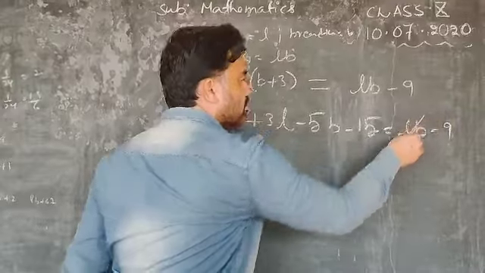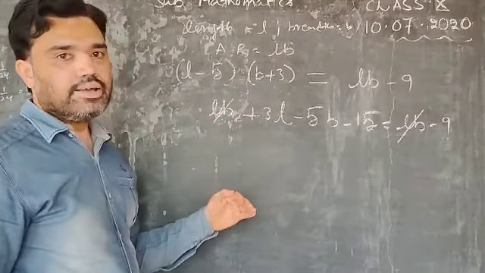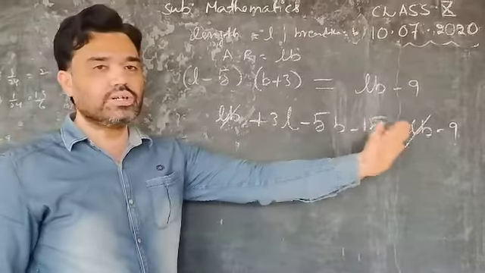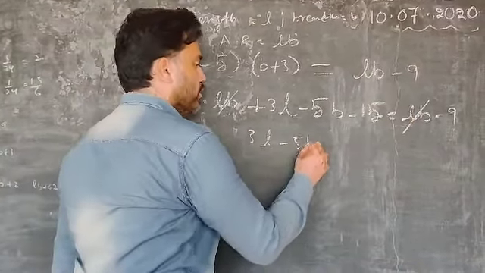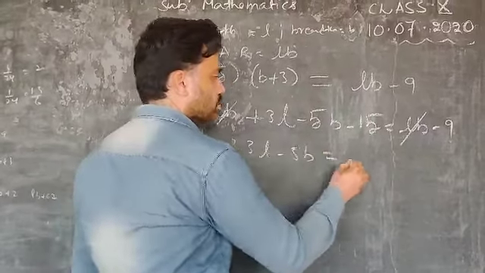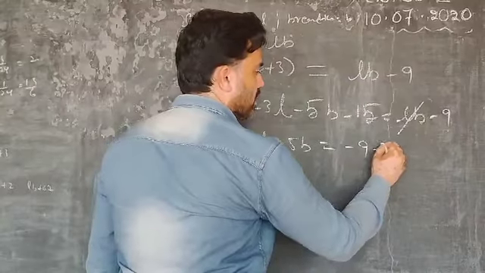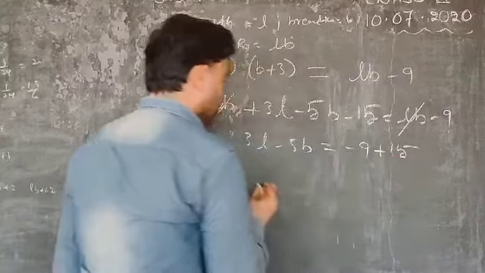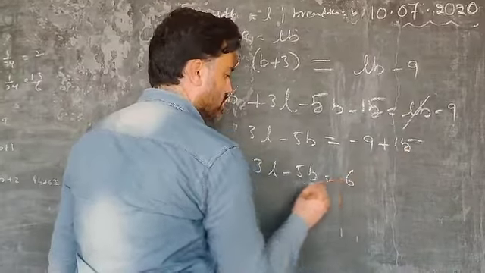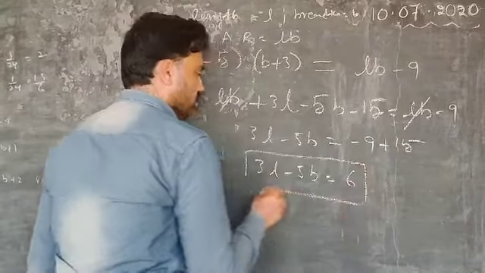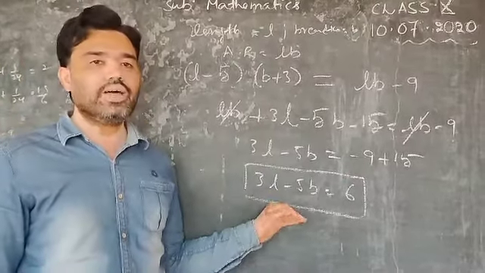So plus LB on both sides can be cancelled. Keep L and B on the left, take the constants to the right side. So now 3L minus 5B is equal to this minus 9. If I send minus 15 to that side, it becomes plus 15. Tell me what is the equation? 3L minus 5B. 15 minus 9 is how much? 6. So this is the first linear equation we have got from case 1.